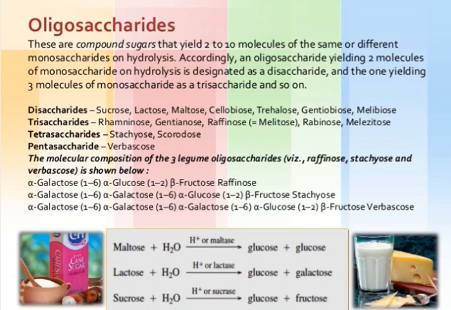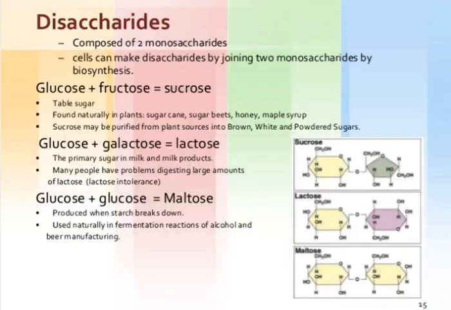Disaccharides: sucrose, lactose, maltose, cellobiose are the examples. Trisaccharides: rhamnose, raffinose are examples. Then tetrasaccharides, and pentasaccharides. These are oligosaccharides. Then disaccharides, composed of 2 monosaccharides. Glucose plus fructose is sucrose, known as a non-reducing sugar. Glucose plus galactose is lactose. Glucose plus glucose is maltose. Sucrose is a non-reducing sugar.